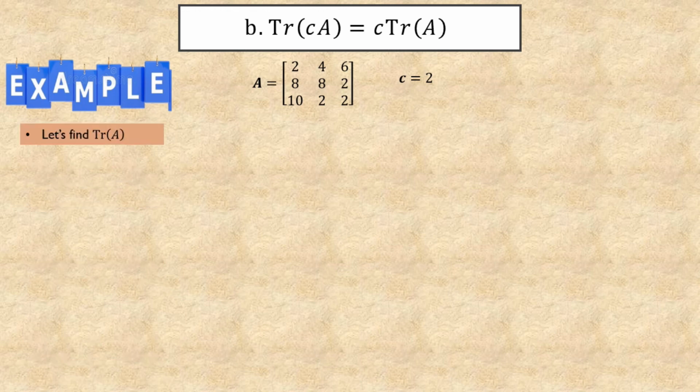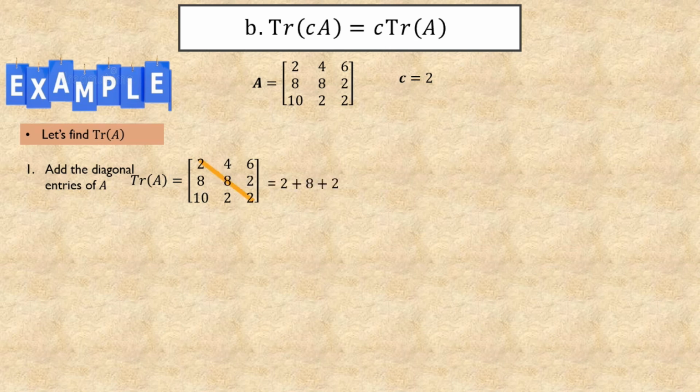First, let's find trace of A. So, add the diagonal entries of A. The diagonal entries of A are 2, 8, 2, which is equal to 2 plus 8 plus 2, which is equal to 12. So, the trace of A is equal to 12.